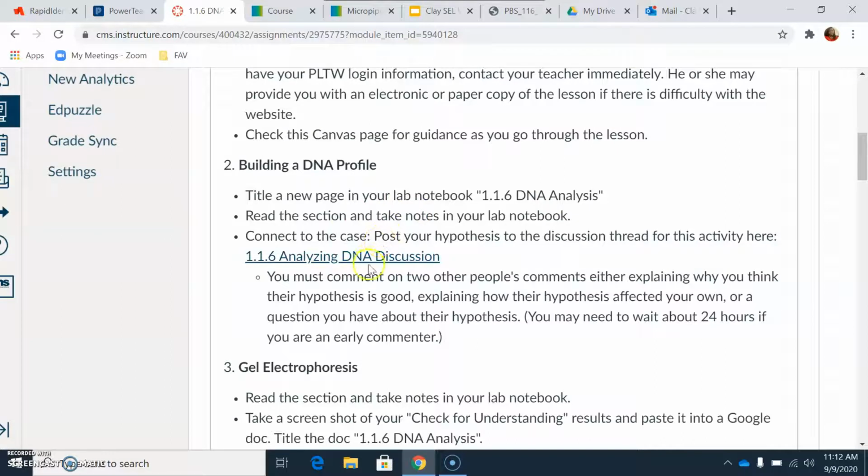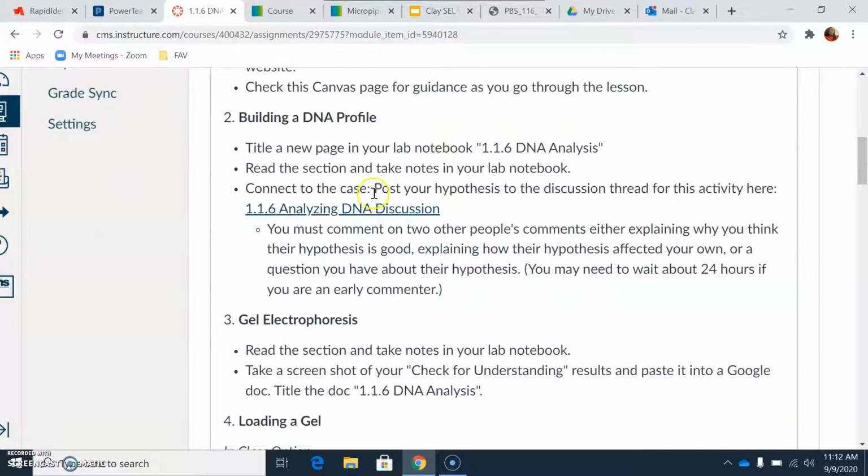And then this goes back to that discussion post, which we discussed in class. So just think about, again, why are we only targeting certain profiles as far as the blood evidence? So again, this section, you're just reading, taking notes.